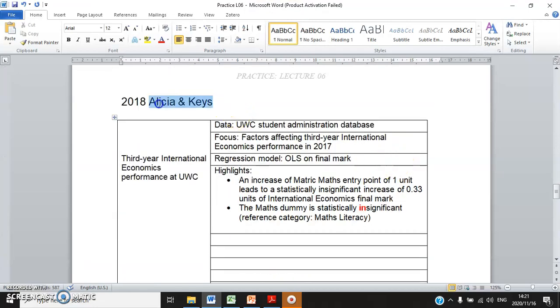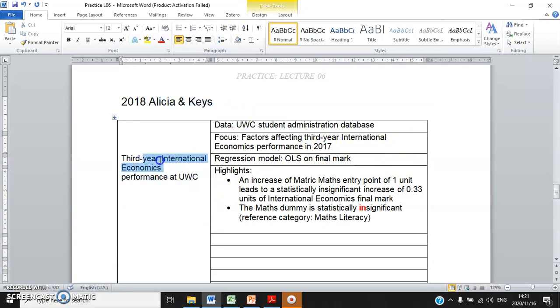Fourth one, by Alicia and Keys. Okay, impact on third year international trade. I think there wouldn't be a relationship, because international economics is not a highly quantitative module. So I doubt there is a strong or significant relationship between matric maths and international economics third year performance. So the study is done on UWC third year.